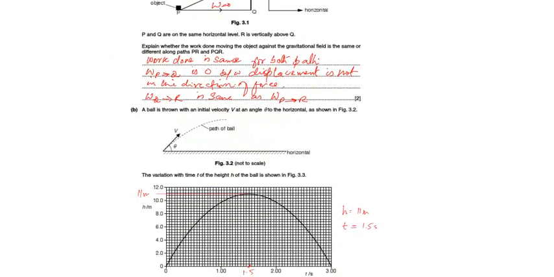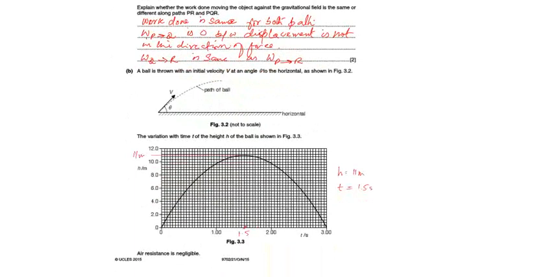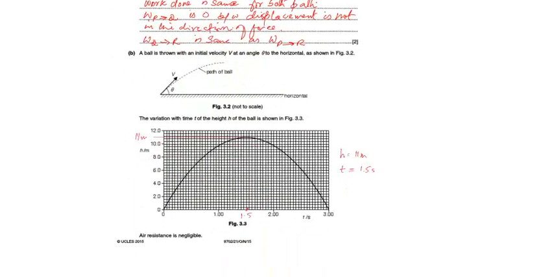A ball is thrown with an initial velocity v at an angle theta to the horizontal axis. So this is the graph of height versus time, and you see the maximum height it gains is 11 meters, and the time is 1.5 seconds. Here air resistance is negligible.